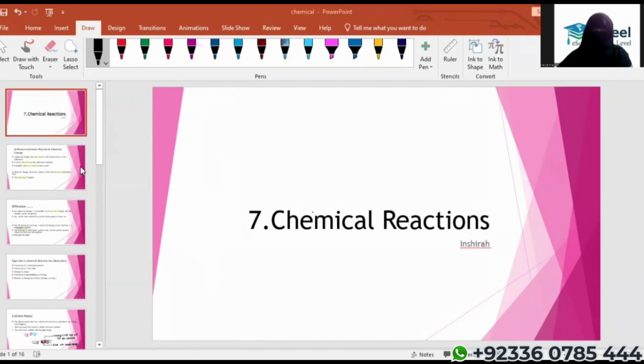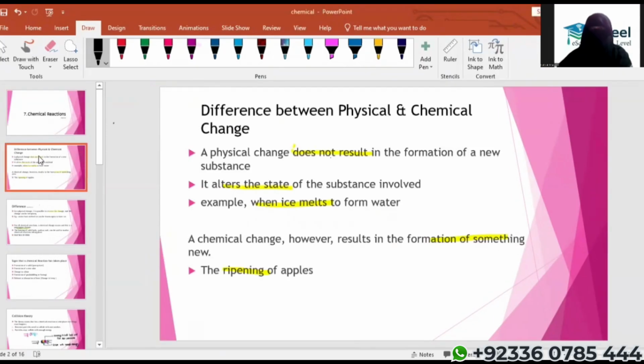The first thing that you need to know is the difference between physical and chemical change. A physical change does not result in the formation of a new substance. It simply alters the state of the substance involved. An example is when you melt ice, it turns into liquid water. Now you can see that both contain water, H2O. Both ice and liquid contain the molecule H2O.